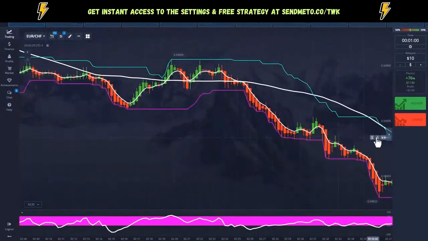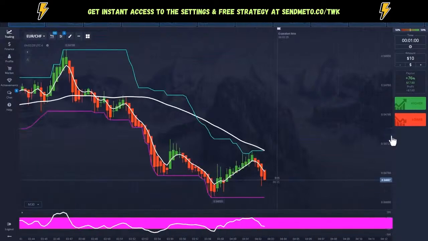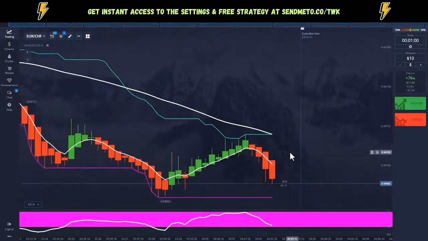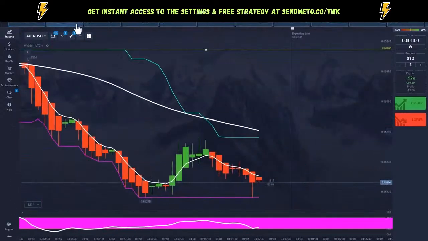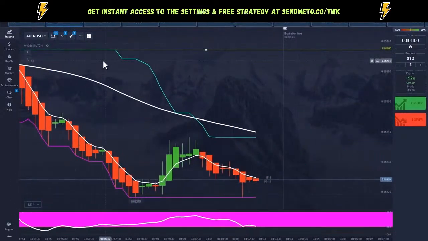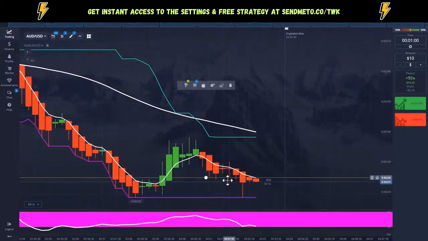But I want you to see how simple this is. You need to practice this on demo before you do anything, but this is just about taking very simple trades based on where you have a common point of rejection like this.